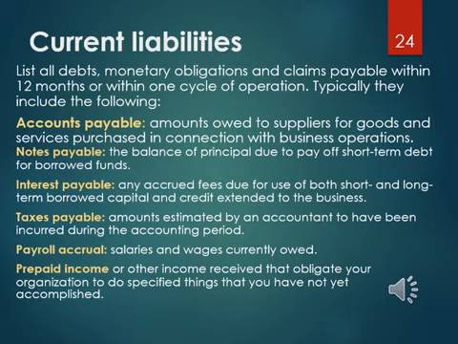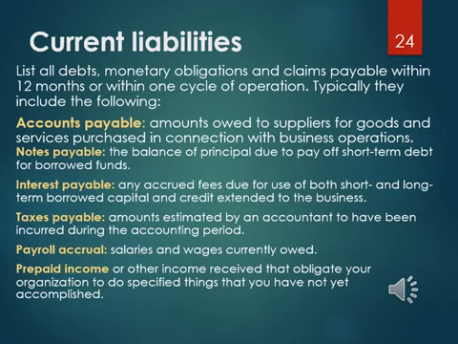Current liabilities list all debts, monetary obligations and claims payable within 12 months or within one cycle of operation. Typically they include the following: accounts payable, amounts owed to suppliers for goods and services purchased in connection with business operations. Notes payable, the balance of principal due to pay off short-term debt for borrowed funds. Interest payable, any accrued fees due for use of both short and long-term borrowed capital and credit extended to the business. Taxes payable, amounts estimated by an accountant to have been incurred during the accounting period.